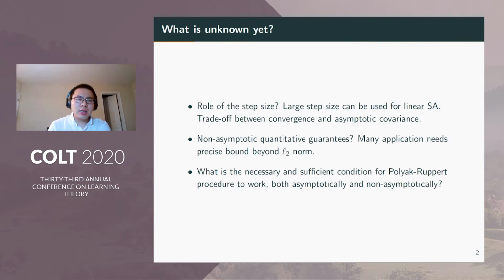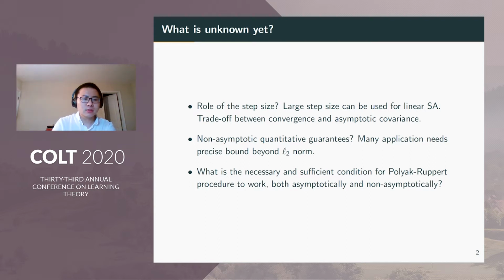So given this classical asymptotic result, what is not known yet? There are three questions that motivate our work. The first question is, what is the role of step size? For the asymptotic result, the effect of step size is not fully captured. And it is known that for linear stochastic approximation, you can take a much larger constant step size sequence. The step size also plays an important role in the trade-off between the convergence speed and asymptotic behavior of the estimator.